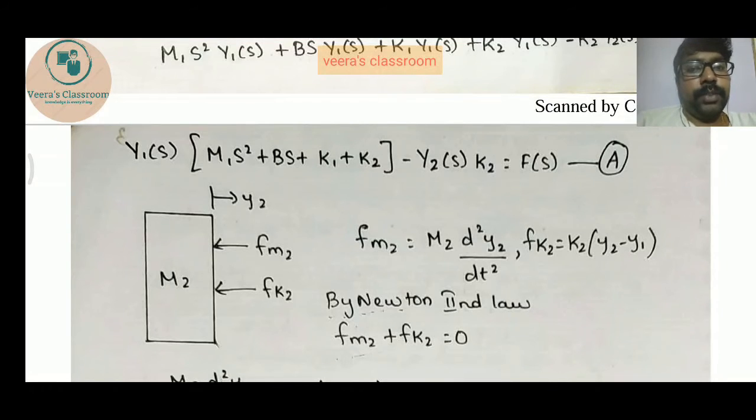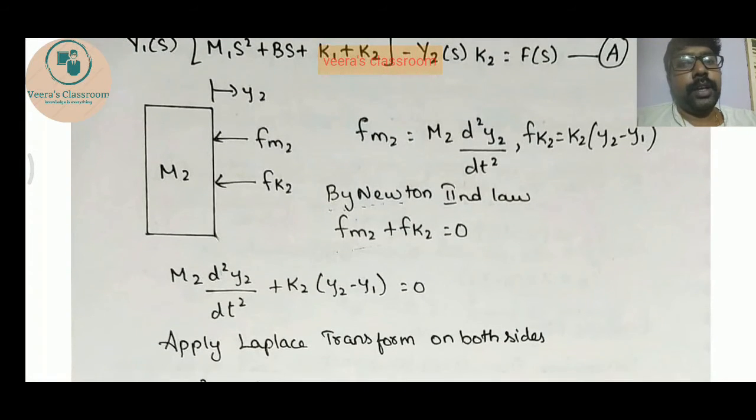So when you are going to apply Newton's second law, that is Fm2 plus Fk2 equal to 0, Fm2 is equal to m2 into d square y2 by dt square. Here the displacement is y2, so it is termed as d square y2 by dt square. Fk2, as I explained already, this k2 is present between m1 and m2. Since we are seeing m1 as the primary component, here the answer will be k2 into (y2 minus y1). In the previous case we have termed it as y1 minus y2, here it is y2 minus y1. So according to Newton's second law, I will write it as m2 d square y2 by dt square plus k2 into (y2 minus y1) equal to 0.